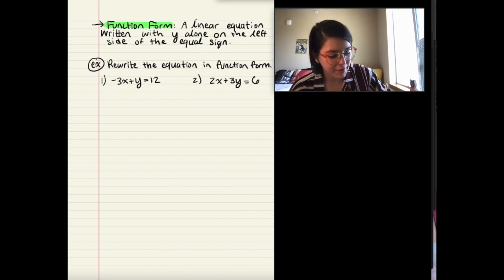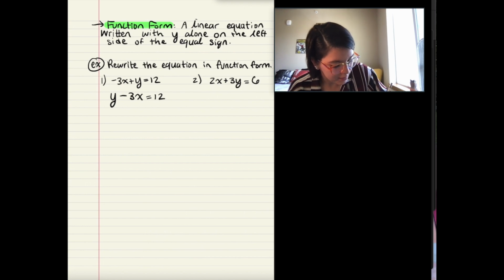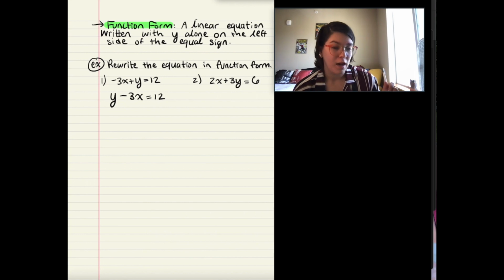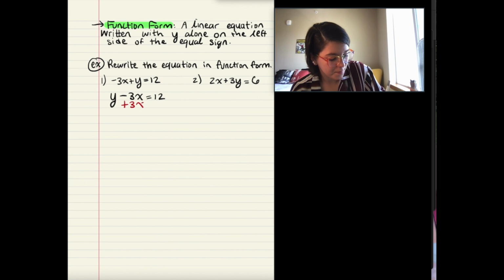So what we need to do is look at what's happening to y that makes it not on its own, and then do inverse operations. So we have negative 3 being added to y. If I were to rearrange the left side of the equation, we could write this as y minus 3x is equal to 12. So I just flipped these guys around. Put y first, then minus 3x. We have negative 3x being subtracted from y, so we have to do inverse operations. The opposite of subtracting 3x would be to add 3x.